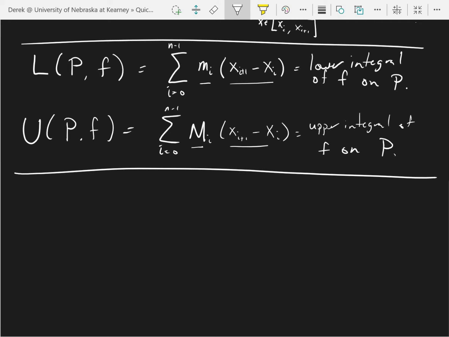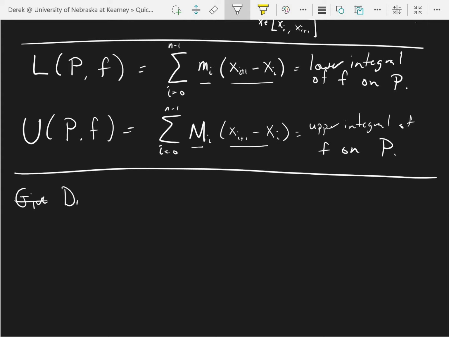So that's just some notation. I need to do a little bit more with partitions, and then we're going to prove a few things about these partitions and these upper and lower integrals, and see that they're kind of monotonic in how big the partition is. If I add more points to the partition, the lower integrals are increasing, the upper integrals are decreasing. A refinement, or adding more points to the partition, makes these get closer to the actual areas and closer to each other if the function is integrable.